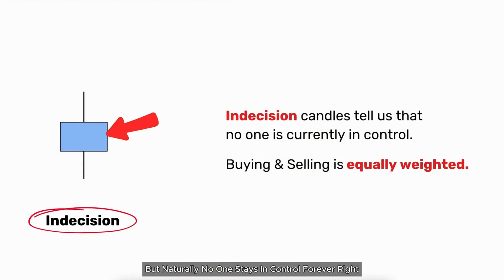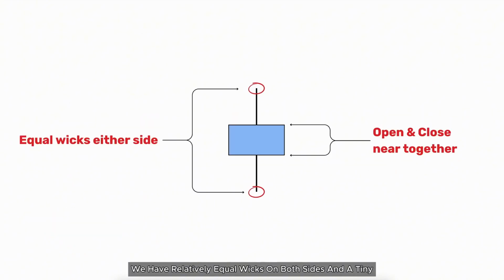But naturally, no one stays in control forever, right? Enter our second character, the indecision candle, or as you probably know it, a doji. Notice the visual cues here. We have relatively equal wicks on both sides and a tiny little body right in the middle. This signifies a pure stalemate. The buying attempts and the selling attempts have basically just cancelled each other out completely.